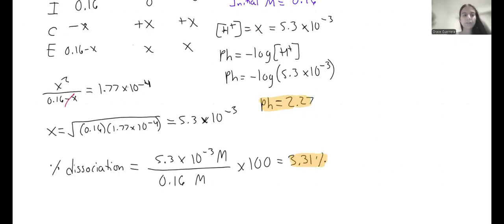To calculate our percent dissociation, we have our proton concentration, which was 5.3 times 10 to the negative 3, over our formic acid concentration, which was 0.16. We divide those two quantities and multiply by 100, and we get that our percent dissociation is equal to 3.31%.